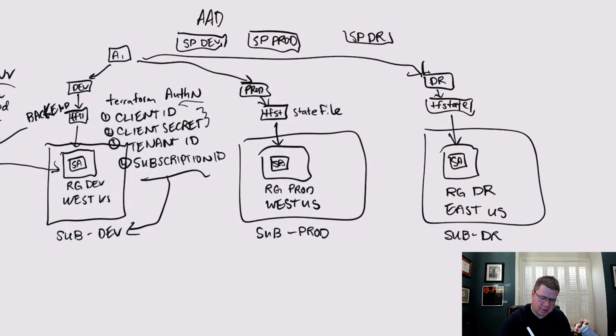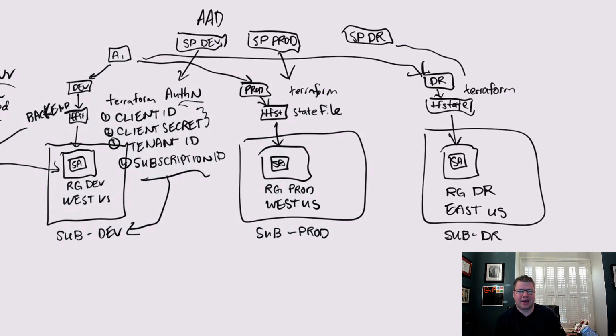And those service principals are going to be responsible for running the Terraform apply command in those respective environments. And so each pipeline that we execute is going to have a different client ID and a different client secret that corresponds to the respective service principal that we're going to be using for that environment.